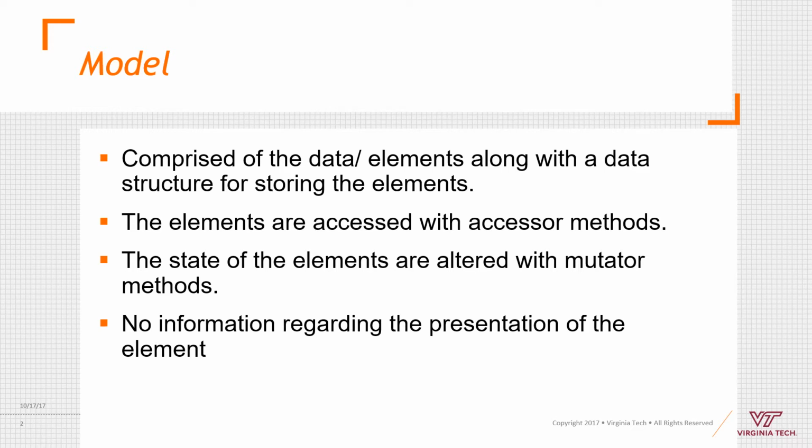The state of the elements in the model can be changed with mutator methods. These change and store new information about the element. This can be something like insert an element, set age of a person, or set the name of a person. It should be stated that the model typically contains no information about how to present the data to a user. In some cases, the elements can be assigned colors in the model or something simple, but this is still typically completed in the view.